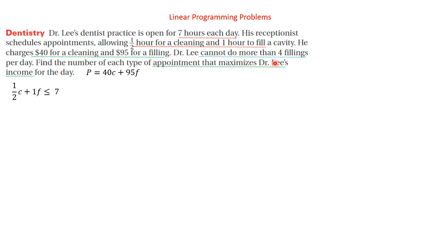He cannot do more than 4 fillings. So the number of fillings has to be less than or equal to 4. So F has to be less than or equal to 4. And that's really all the information that it gives us. We only have 2 inequalities, which could technically be enough, but if we want a bounded region, we're going to want some more. There are some more in there, it just doesn't tell it to us.